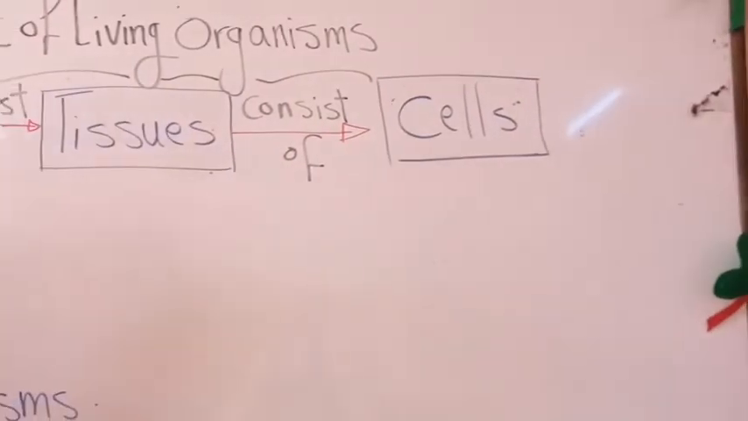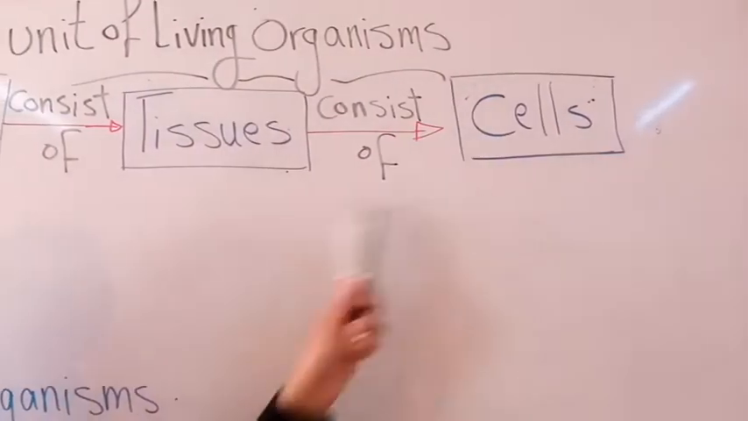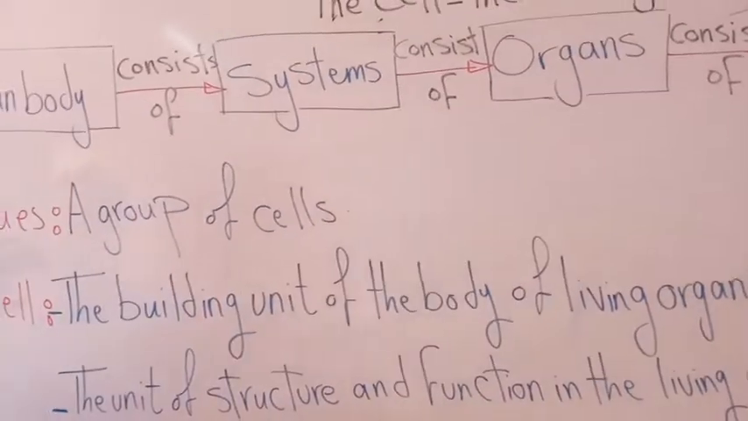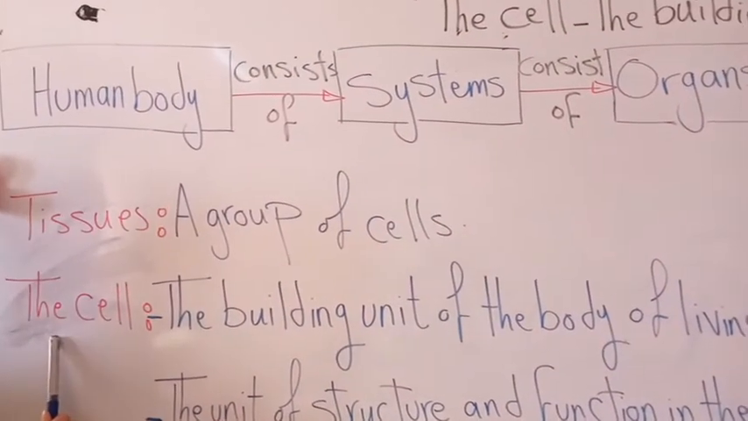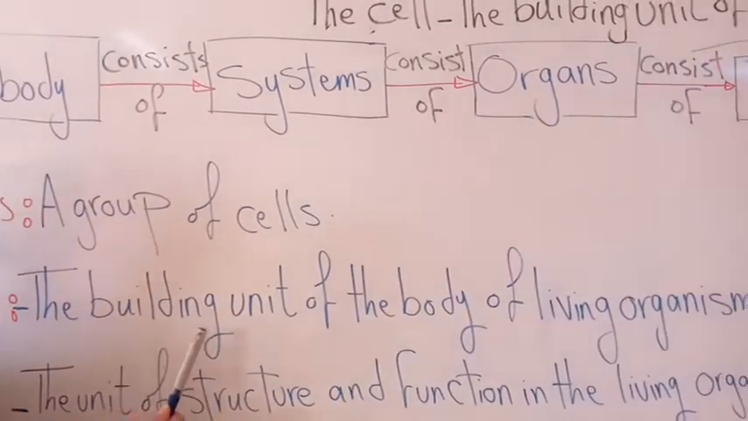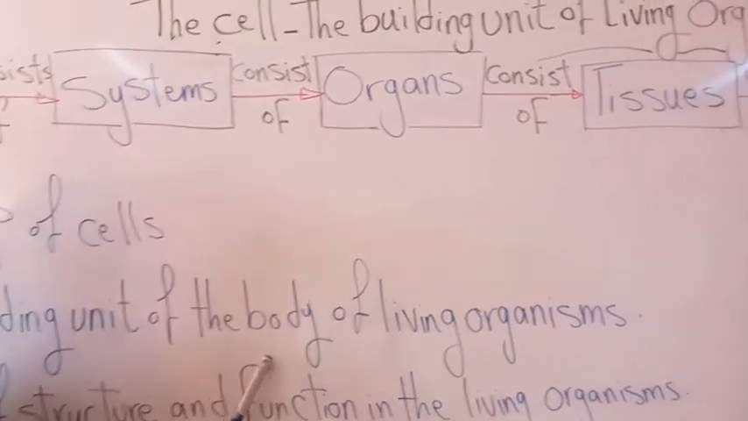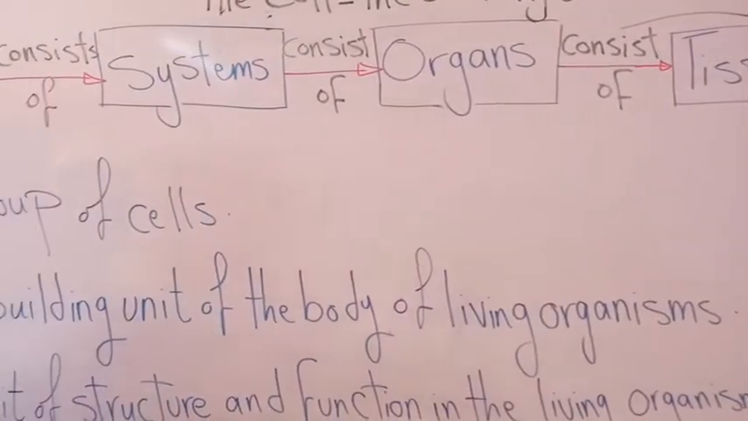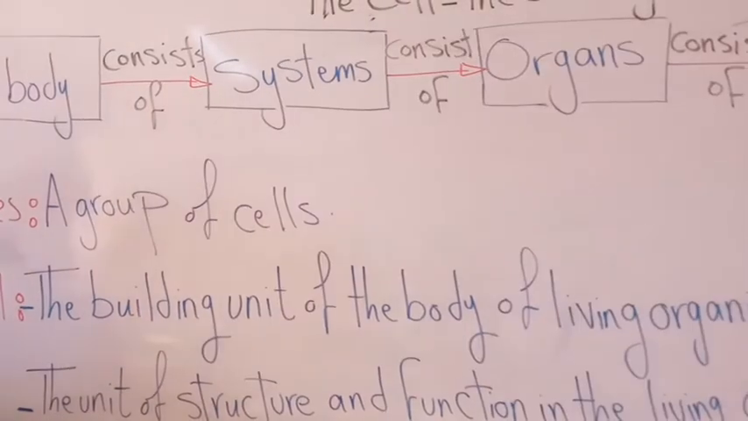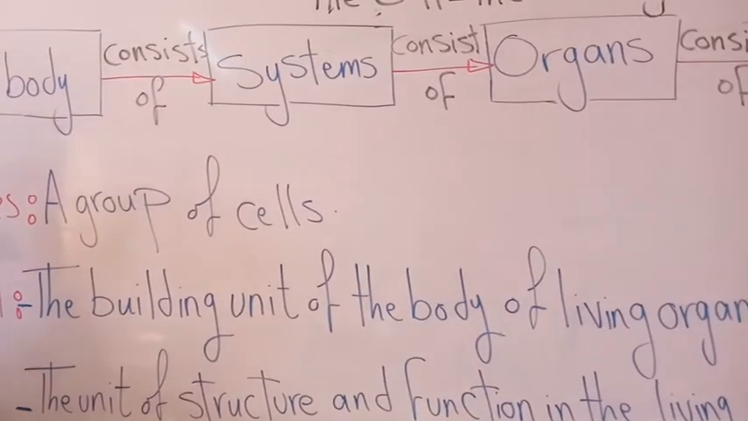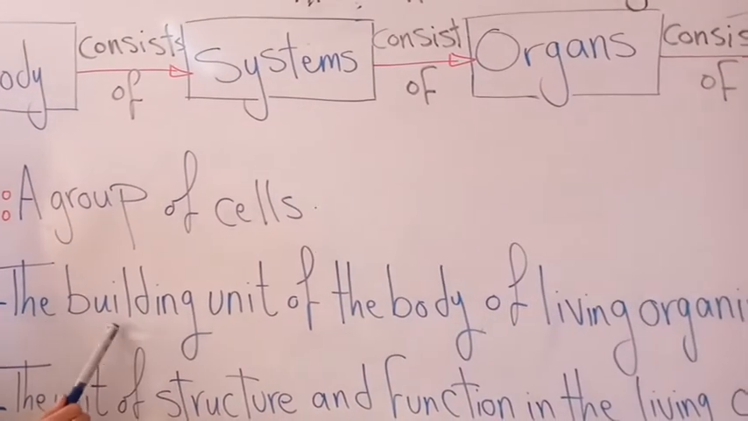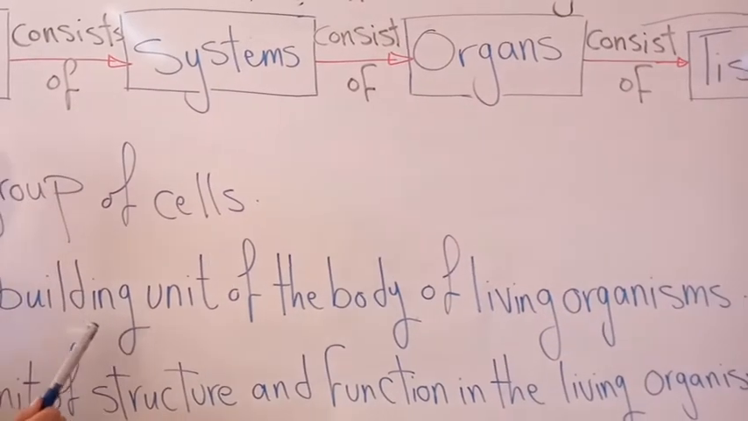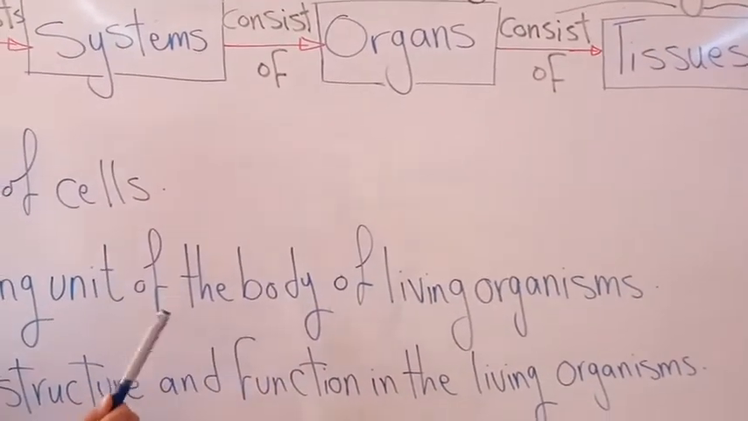Our lesson today is about cells. So, what is the meaning of cells? The cell is the building unit of the body of living organisms. The smallest thing in our body is the cell. So the cell is the building unit, the smallest thing in our body.